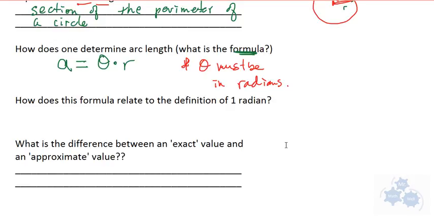So let's go back to our definition of a radian. A radian is the angle that makes the arc length equal to the radius. See that? And so if this is the case, what is theta? Well, here theta would be equal to 1. So here's the definition of a radian, right here.